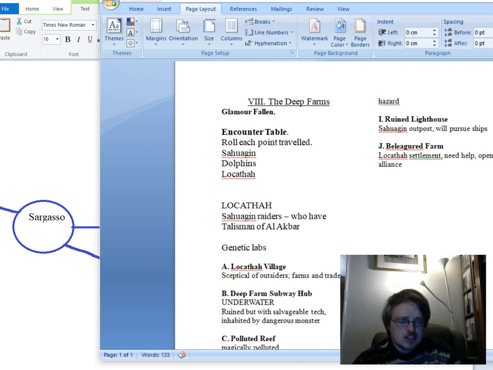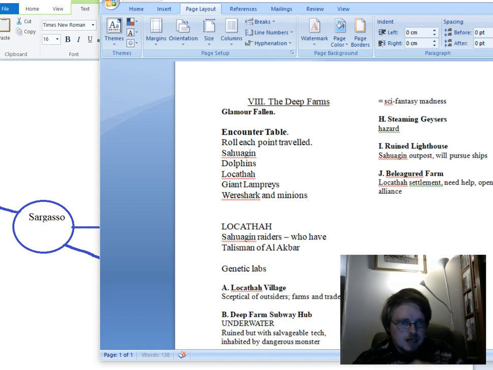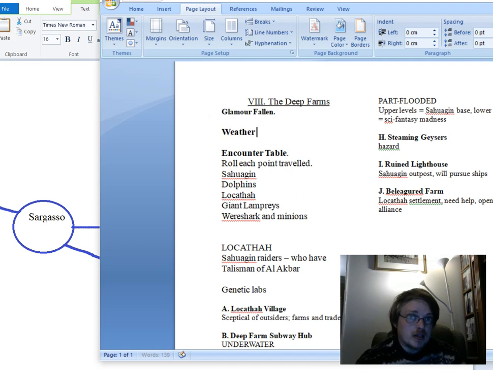You've got an interesting animal. You could have some giant lampreys. You could have wereshark and minions. So a wereshark raider pops up with some minions. I've got a particular encounter design I've used elsewhere. I'll probably put that in there, which I think would fit the setting fine. And do you know what we also probably need? A weather table. I'm not going to do that now, but you need to know what the weather's like, don't you? Wereshark and minions.